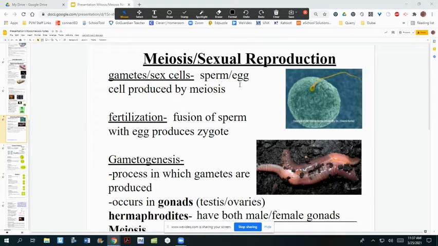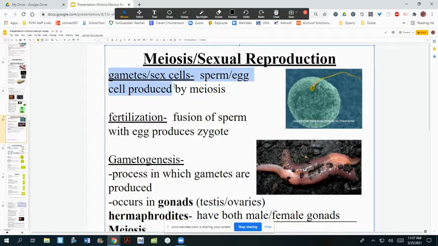Meiosis is a form of sexual reproduction, and its primary purpose is going to be to produce gametes. Gametes are sex cells. They are cells that are specialized to be able to combine with each other to produce a new organism. In this case, these are exemplified by sperm and eggs, or if you're talking about in plants, it can be pollen and ovum.